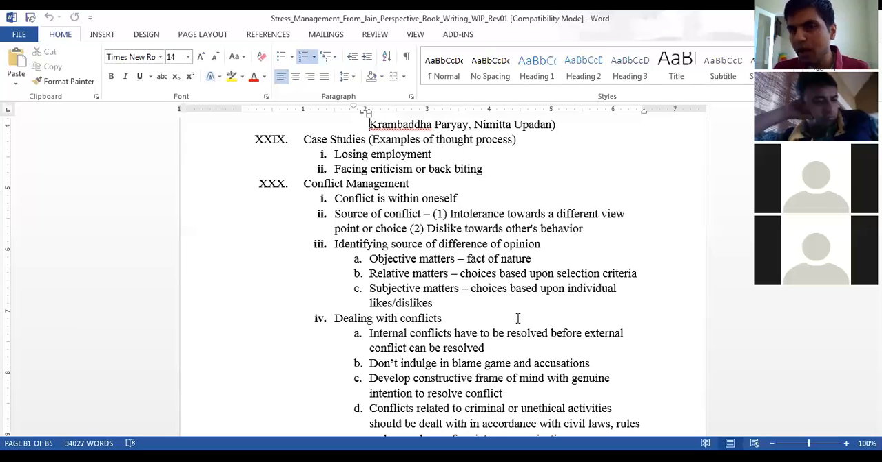And then the third type of matters, which we get into most of the time, especially in family life, are subjective matters: choices based upon individual likes and dislikes. With relative matters, there is a kind of relative truth, right? I mean, there is no absolute right and wrong. Depending upon what criteria and how much weightage you give to each criterion, choices may be different. Does that make sense? Relative matters. Does that make sense?